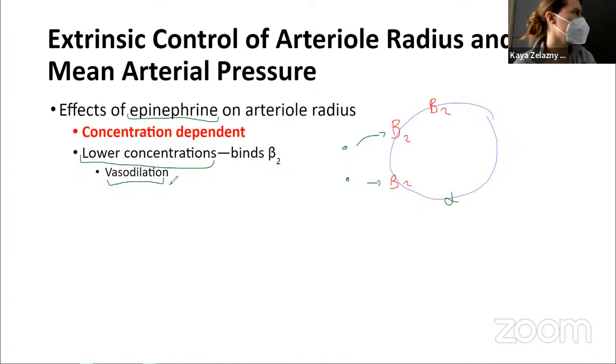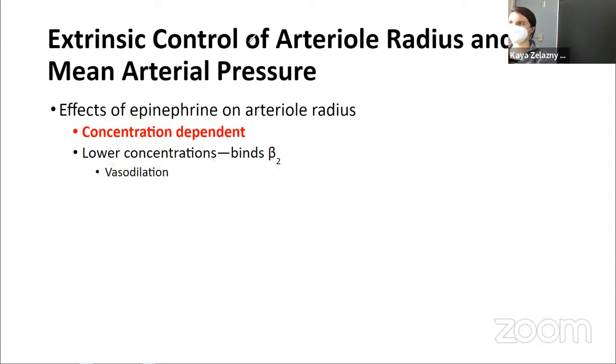But we're going to see on Friday that if we have higher concentrations, we start to have to think about those alpha receptors as well. As we start to have more epinephrine, some of it's also going to start getting to the alpha receptors. Okay, so we'll leave it off there and continue to think about this on Friday.